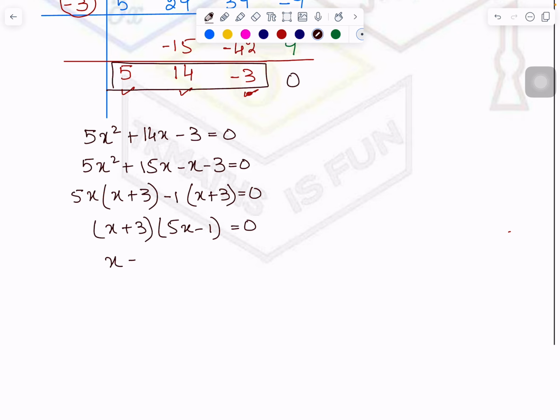So one root is minus 3, because x plus 3 is the same factor which was given in the question, right? And the other root will be 1/5. So I got the factors here.